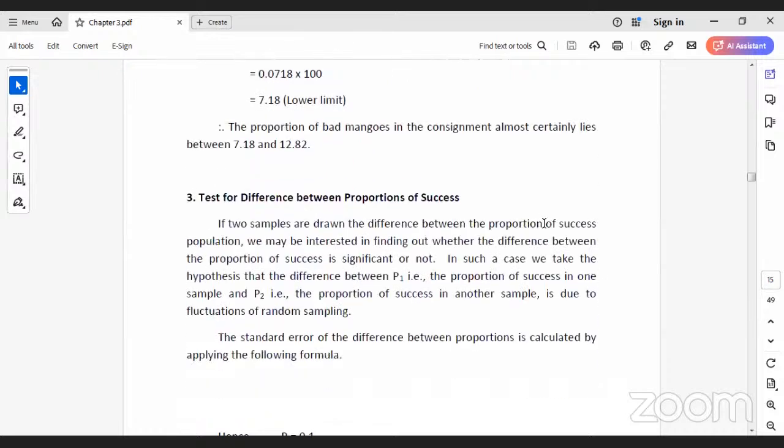So that is the second method. The first method is number of success. The second method is proportion of success. Then the next method is difference between proportion of success. For number of success, the formula is under root N into P into Q. That is the formula. Then the next one is under root PQ by N.